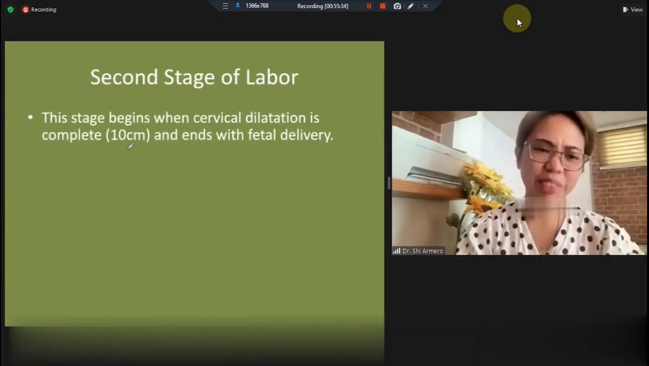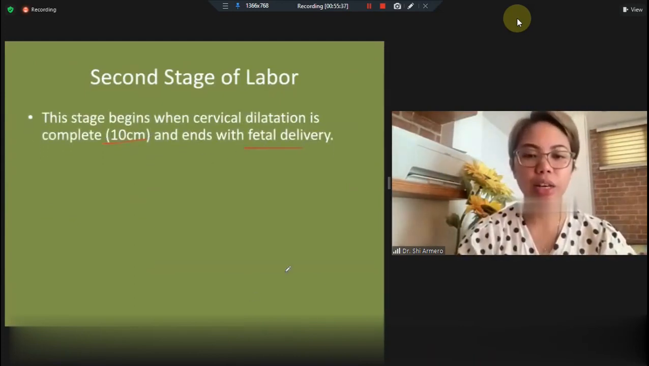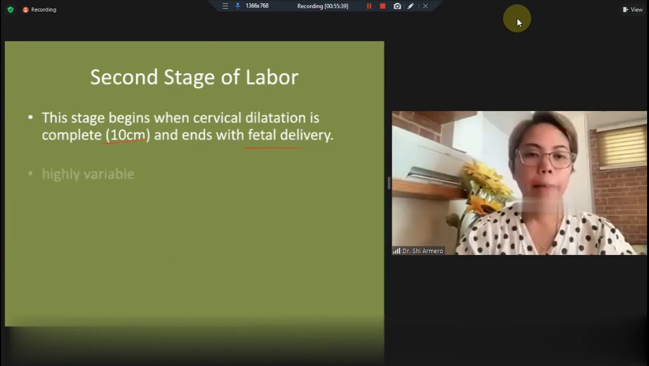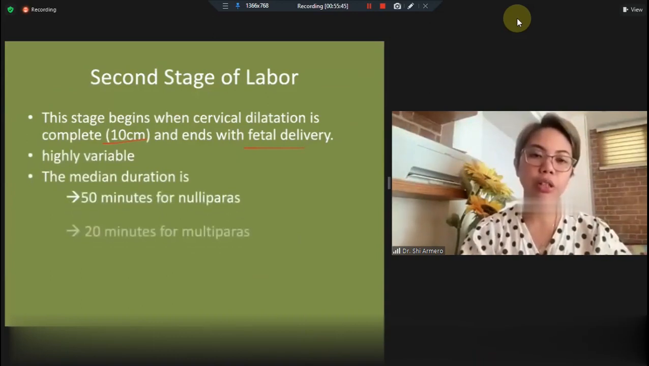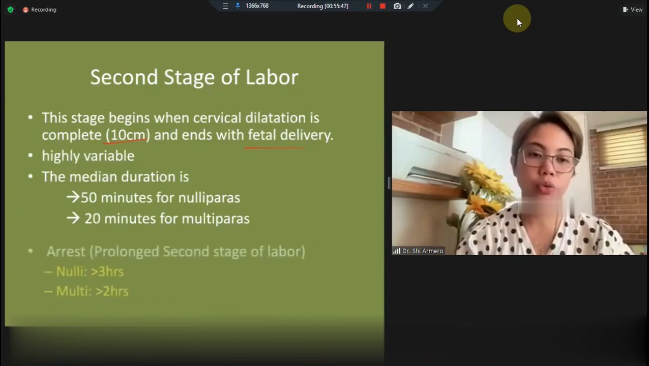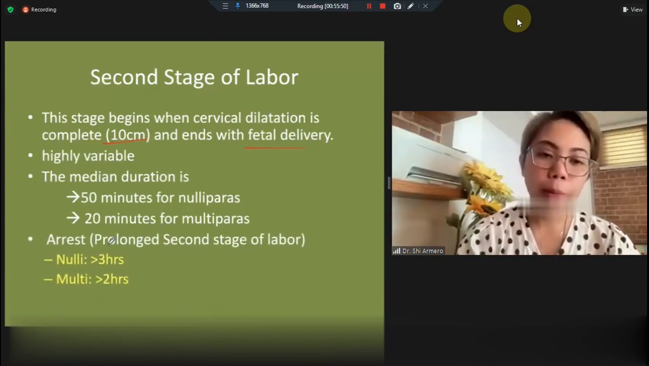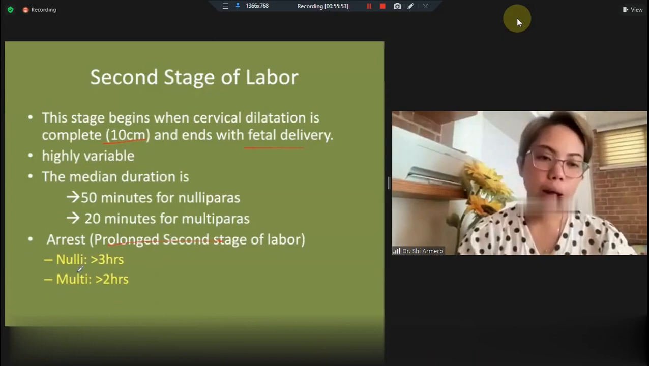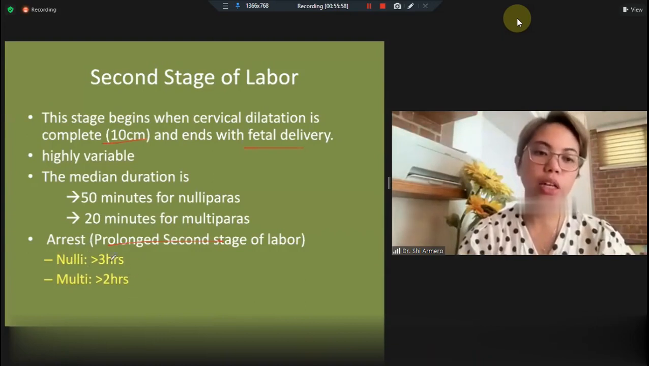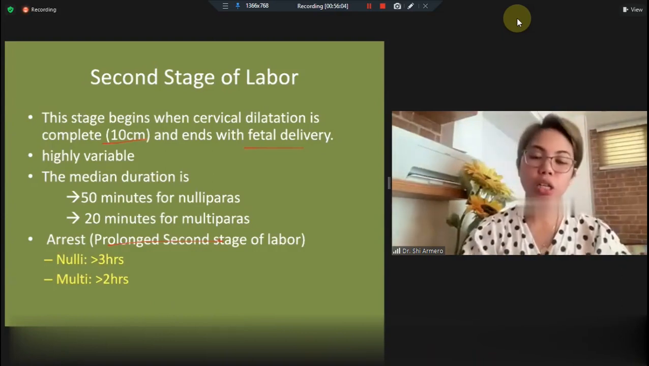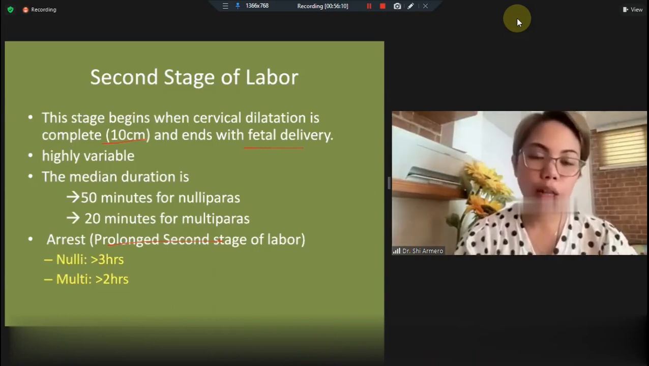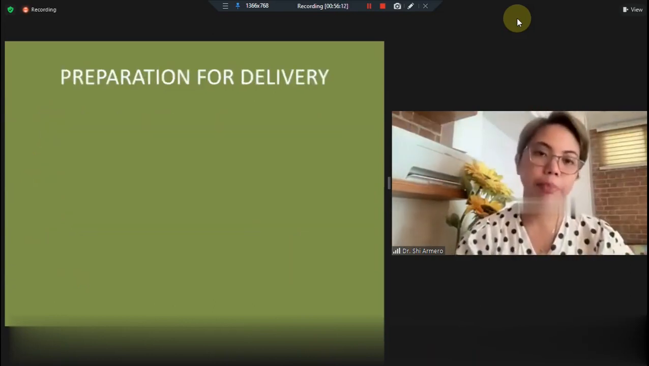It begins with complete cervical dilatation and ends with fetal delivery. There's still a problem because this can be highly variable and the median duration depends: 50 minutes for nulliparous, 20 minutes for multiparous. And there can also be a prolonged second stage. Here, according to Friedman, 3 hours for nulliparous, 2 hours for multiparous. Again, I will give you a summary later. What are the changes that we are embracing to decrease maternal and fetal morbidity and mortality?